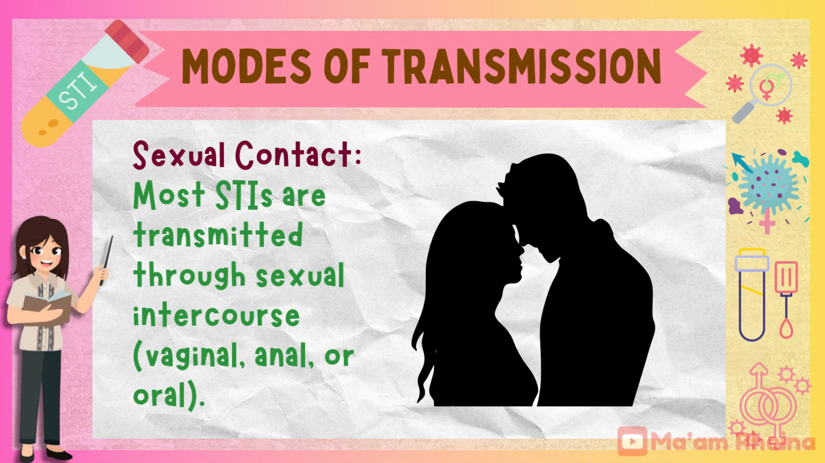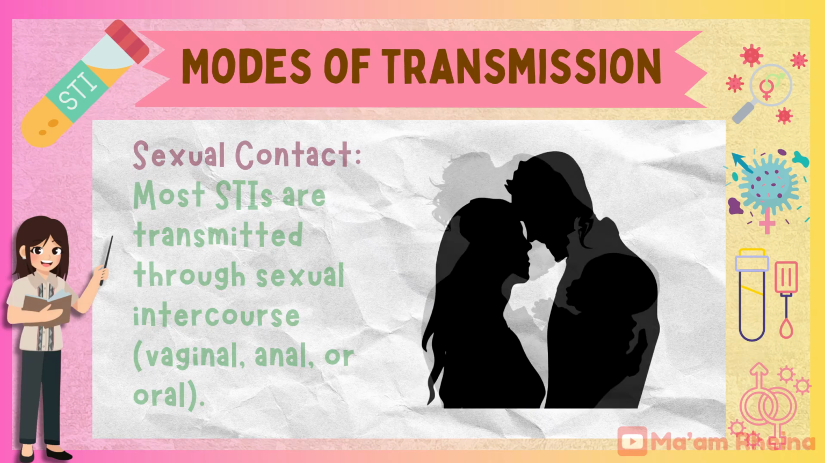Modes of STI transmission. 1. Sexual contact. Most STIs are spread through sexual intercourse, whether it's vaginal, anal, or oral sex. During these activities, the virus, bacteria, or parasite can enter the body through the lining of the genitals, rectum, or mouth. Even if a person has no symptoms, they can still pass the infection to their partner.